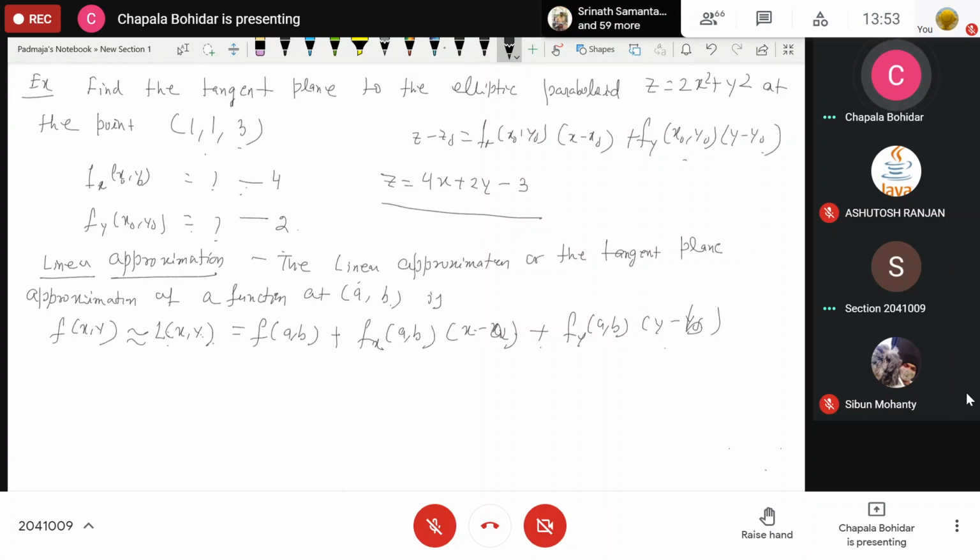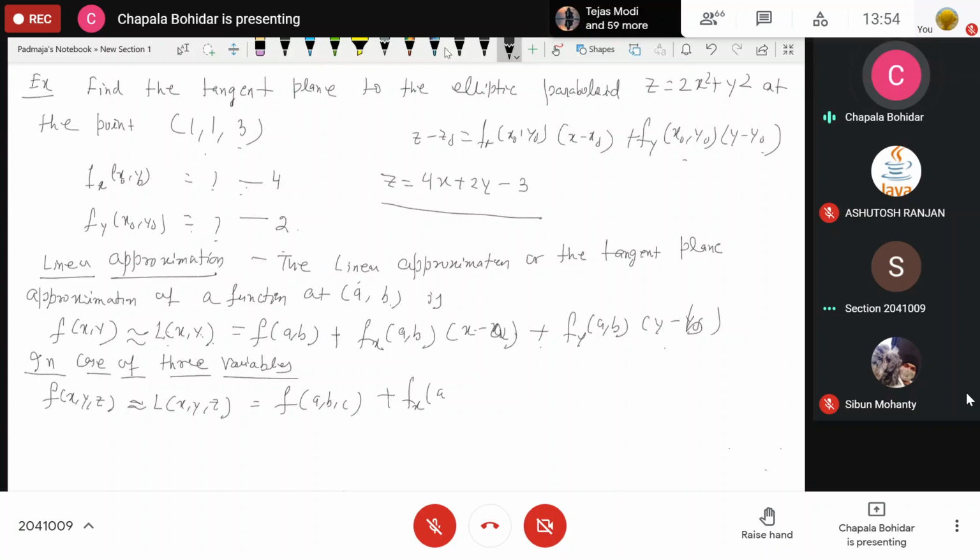For the function of 3 variables, function of x, y, z is approximately equal to L of x, y, z, equal to function of a, b, c plus fx of a, b, c times x minus a plus fy of a, b, c times y minus b plus fz of a, b, c times z minus c.